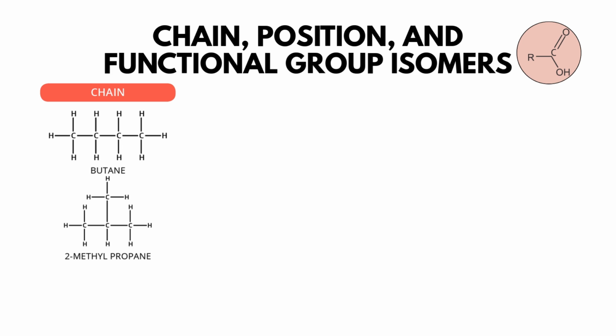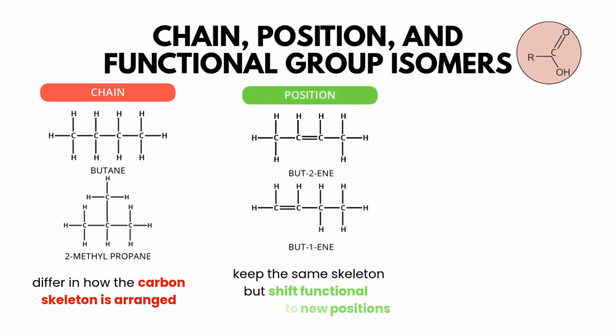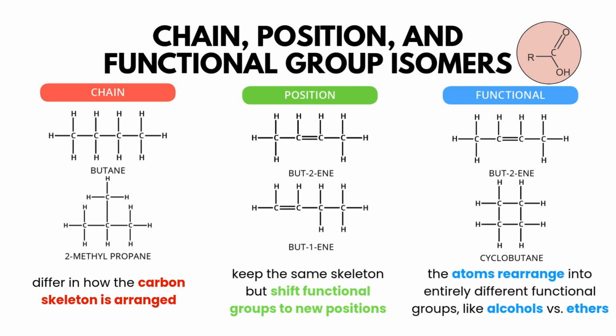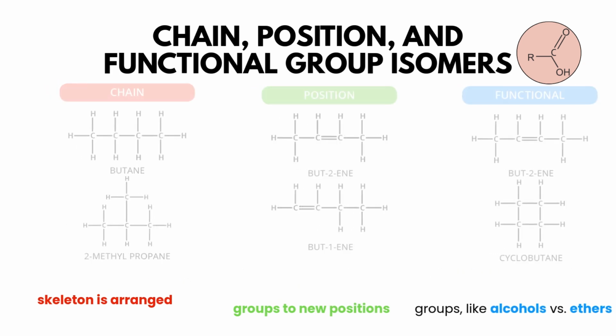Chain isomers differ in how the carbon skeleton is arranged. Position isomers keep the same skeleton but shift functional groups to new positions. Functional group isomers go further. The atoms rearrange into entirely different functional groups, like alcohols versus ethers.